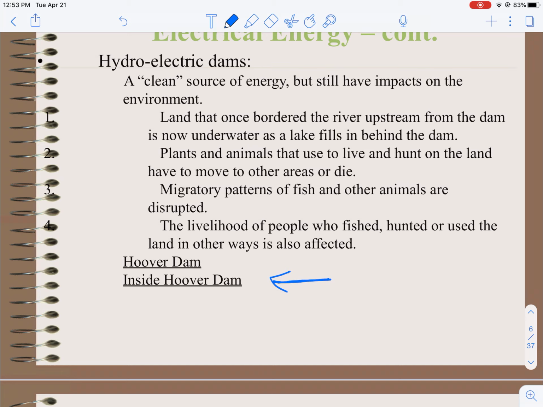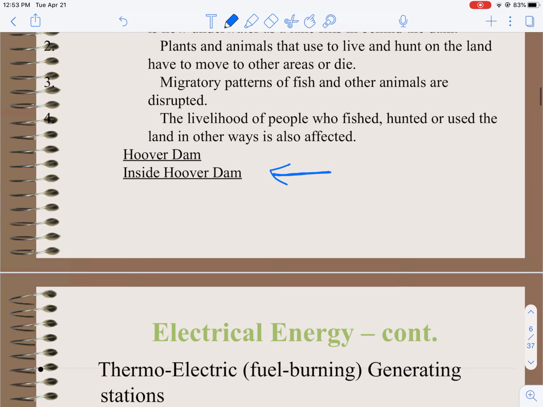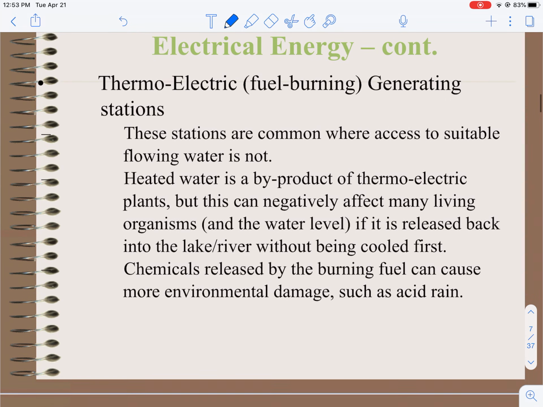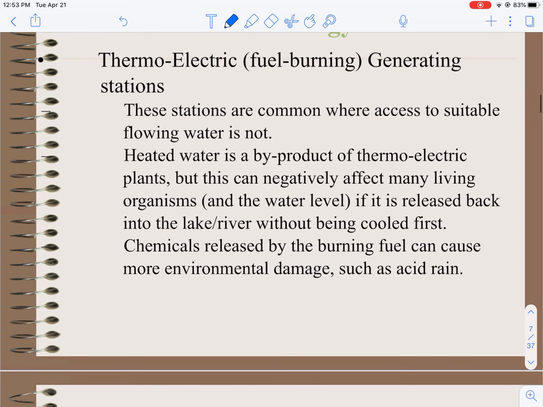So there are some negatives to all of these energy sources. There's always the pros and always the cons that we have to weigh when we look at which ones can be used in an area.